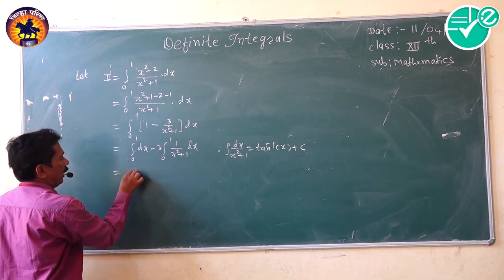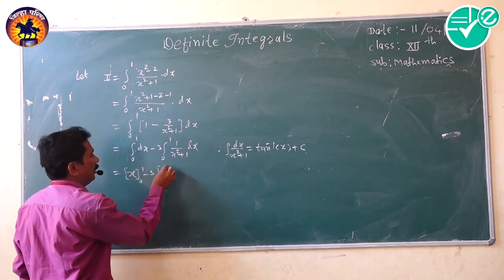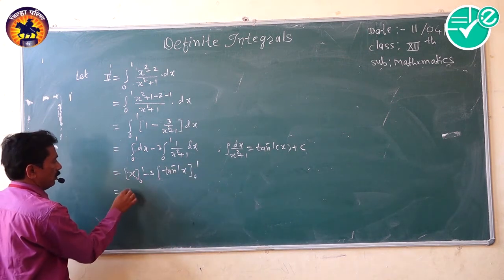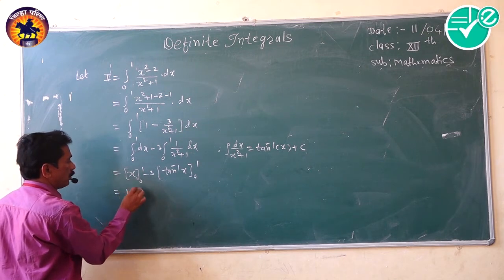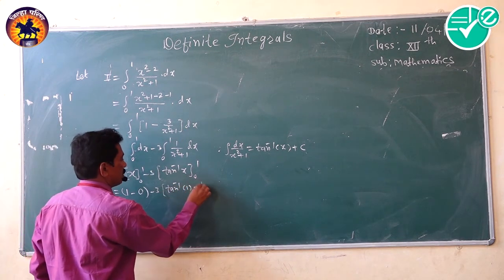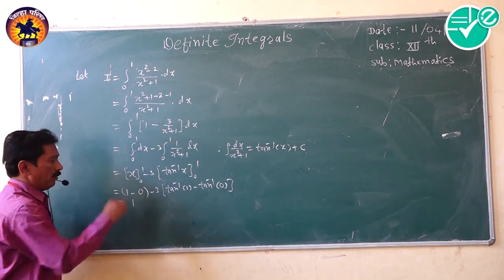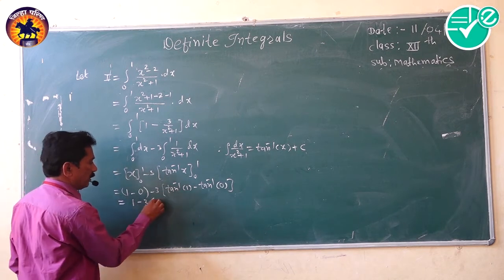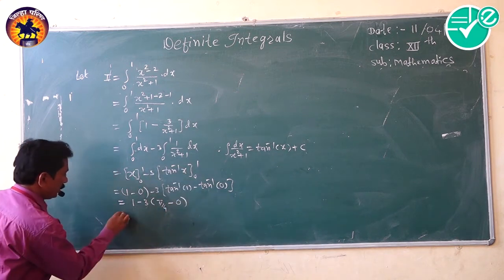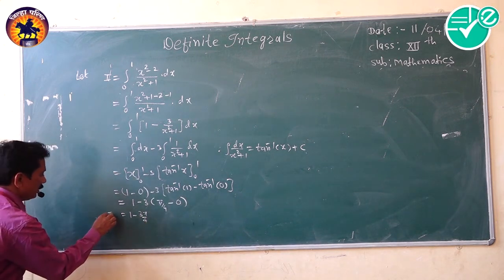Now this is equal to x from 0 to 1 minus 3 into tan inverse x from 0 to 1. This is equal to, substituting upper limit 1 minus lower limit 0, minus 3 into tan inverse 1 minus tan inverse 0. This is equal to 1 minus 3 into tan inverse 1, which is pi by 4. Tan inverse 0 is 0. Therefore, this is 1 minus 3 into pi by 4, that is 1 minus 3 pi by 4. This is the answer.